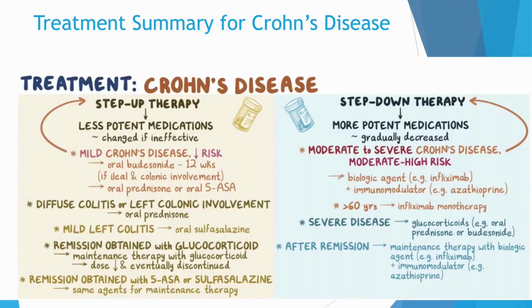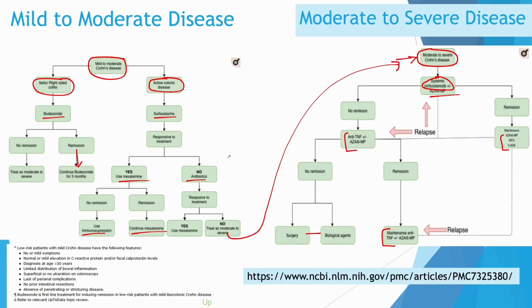Here's Osmosis's version of those two charts. Step up and step down therapy. So again, mild Crohn's disease, it has a low risk. And remember, on this chart, you can see the low risk profiles. These are lower risk. Okay. These are the patients that would fit in this chart right here. Okay.